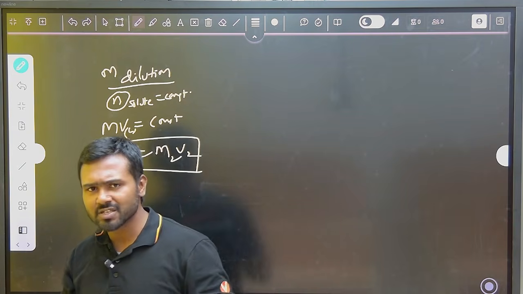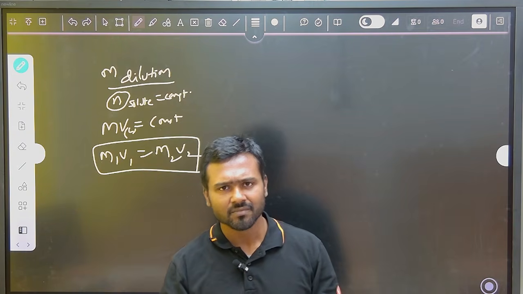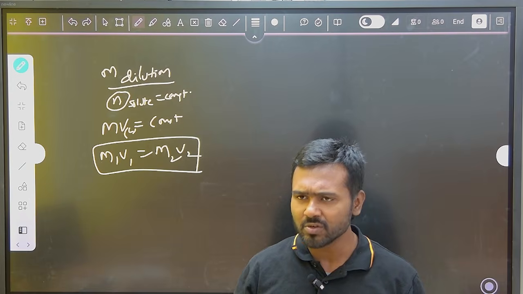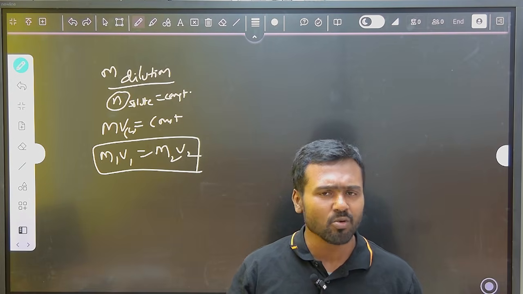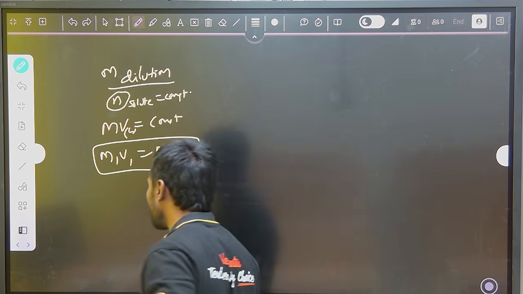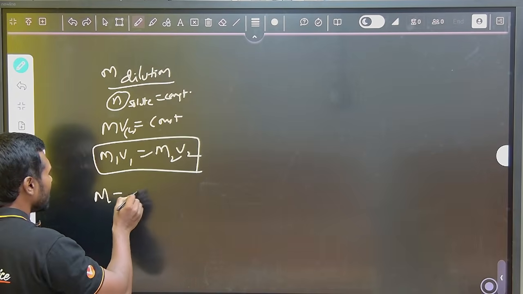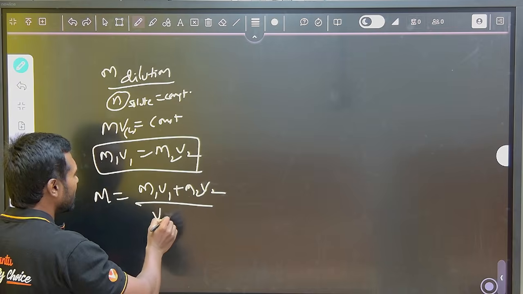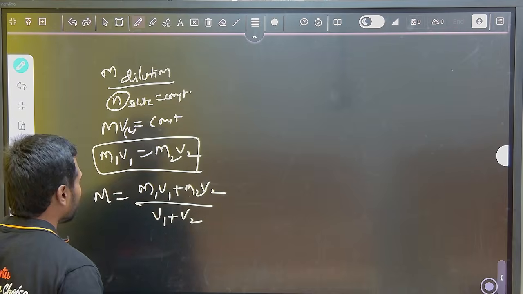Suppose there are two solutions and the two solutions are mixed. Solution 1, its molarity is M1, its volume is V1. Solution 2, its molarity is M2 and volume is V2. Now both are mixed. Then the resultant solution molarity is equal to M1 V1 plus M2 V2 by V1 plus V2.